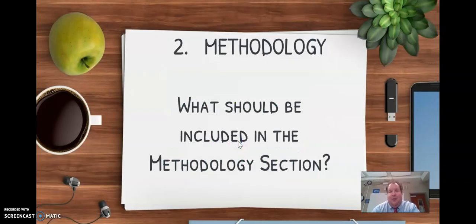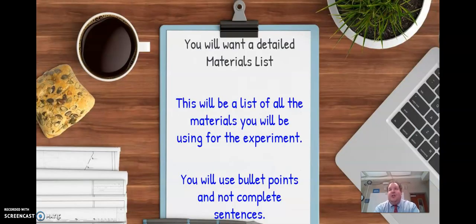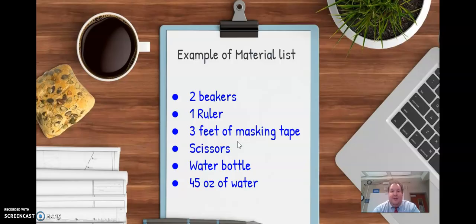The second section of our lab report is methodology. And the things that should be included in methodology are very important to the experiment and to the explanation of the experiment. So we want to include a materials list. And this is a complete list of all the materials that you're going to use during that experiment. And we put those on our document using bullet points. We do not have to write complete sentences when it comes to a materials list. And then, of course, here's an example of a materials list. 2 beakers, 1 ruler, 3 feet of masking tape, scissors, water bottle, and 45 ounces of water.